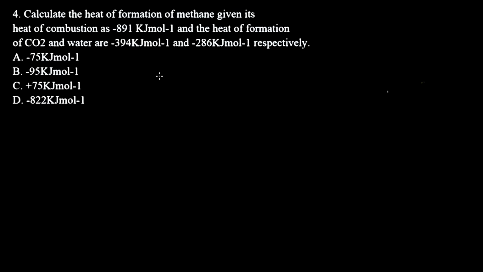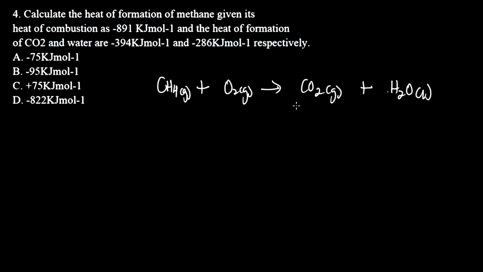Alright, so let's look at this question. Calculate the heat of formation of methane given its heat of combustion. So let's write the equation for the combustion of methane. When methane is combusted, we have CH4 gas reacting with oxygen gas to give CO2 gas plus H2O, which is liquid. So we need to confirm that the reaction is balanced. Oxygen is 2 here and oxygen here is 3. So if you put 2 here, this gives oxygen over 4, and let's put 2 here. So the equation is balanced already.